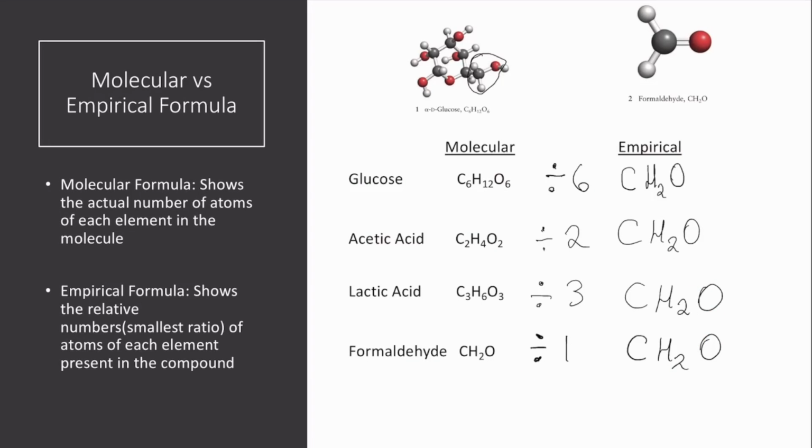So you can see that these different molecules have the same empirical formula. And for the case of formaldehyde, which already gives you the smallest ratio of elements, the molecular and the empirical formula are the same.